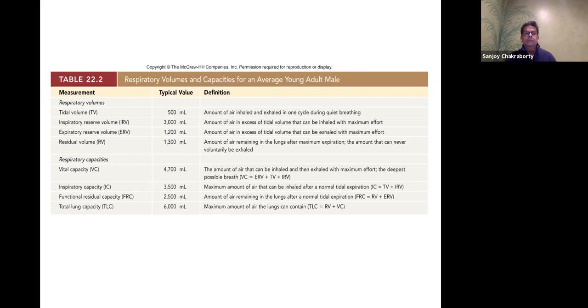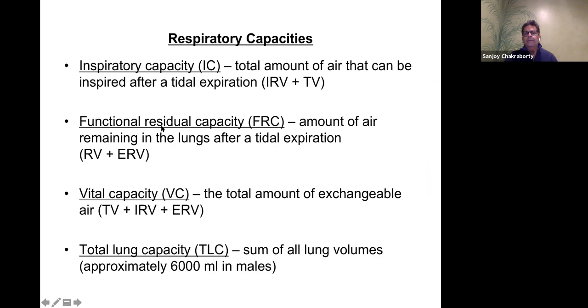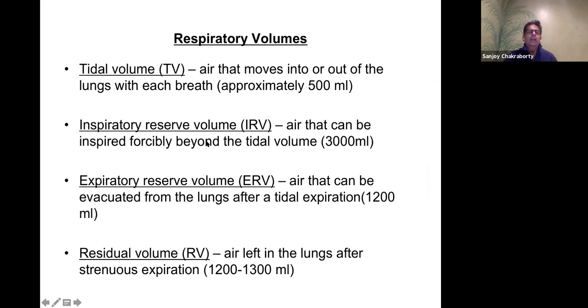Obviously, these values are not written in stone. That's why different books say a little bit different amounts. But for our exam purposes, we are going to follow the value that's written in our book. So tidal volume is 500 ml. That is the air you breathe in and out all the time, meaning when you are at rest.